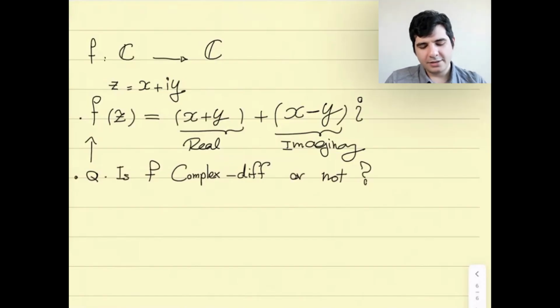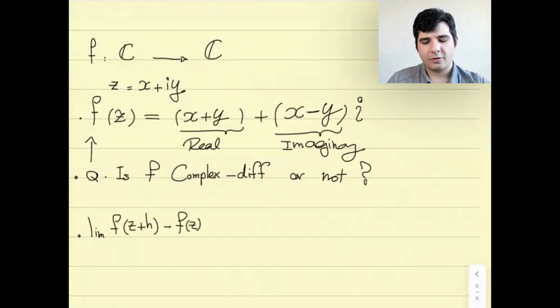Okay, so if I want to see if it's complex differentiable or not at any point, I should look at the definition of the limit, right? I should see if this limit exists: the limit of f of z plus h minus f of z over h, where h goes to 0. We should decide if this limit exists or not, right?